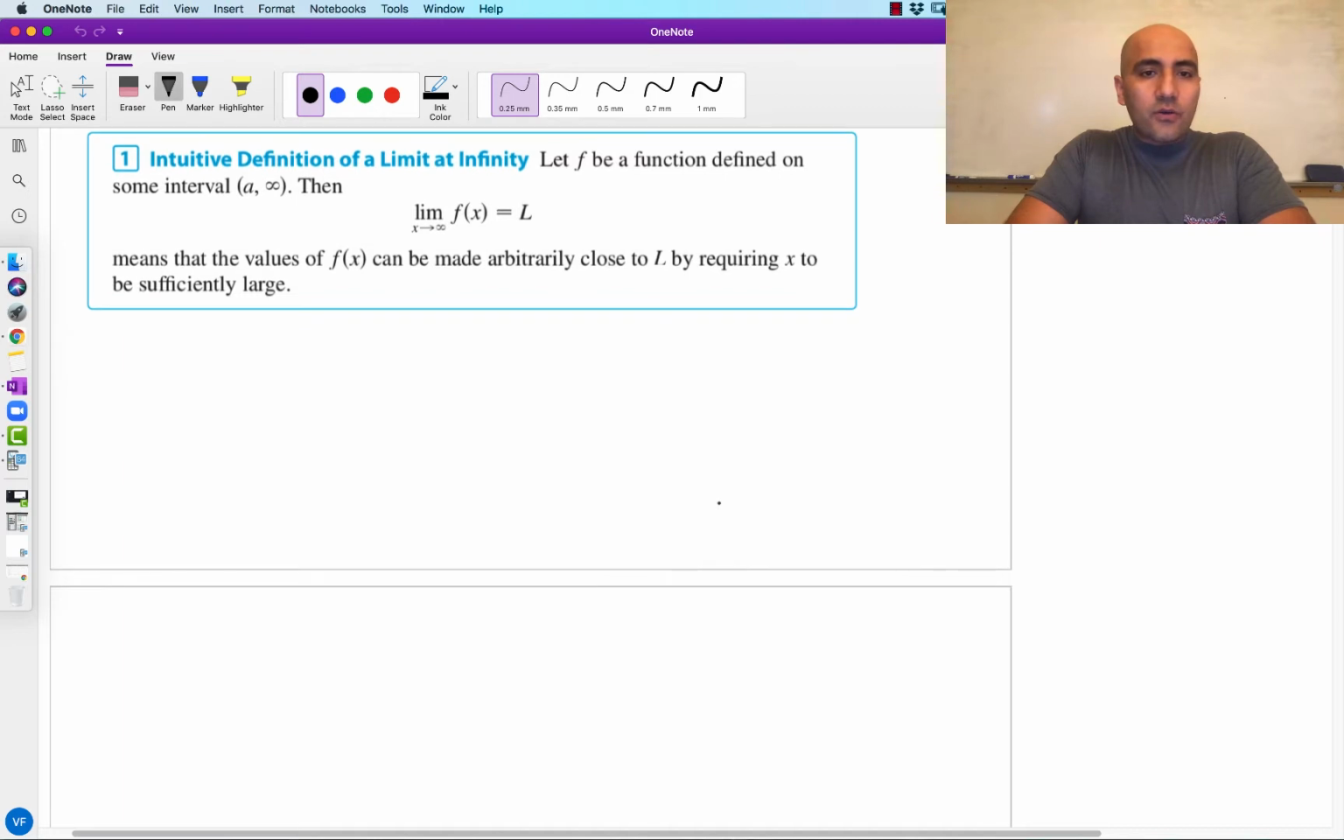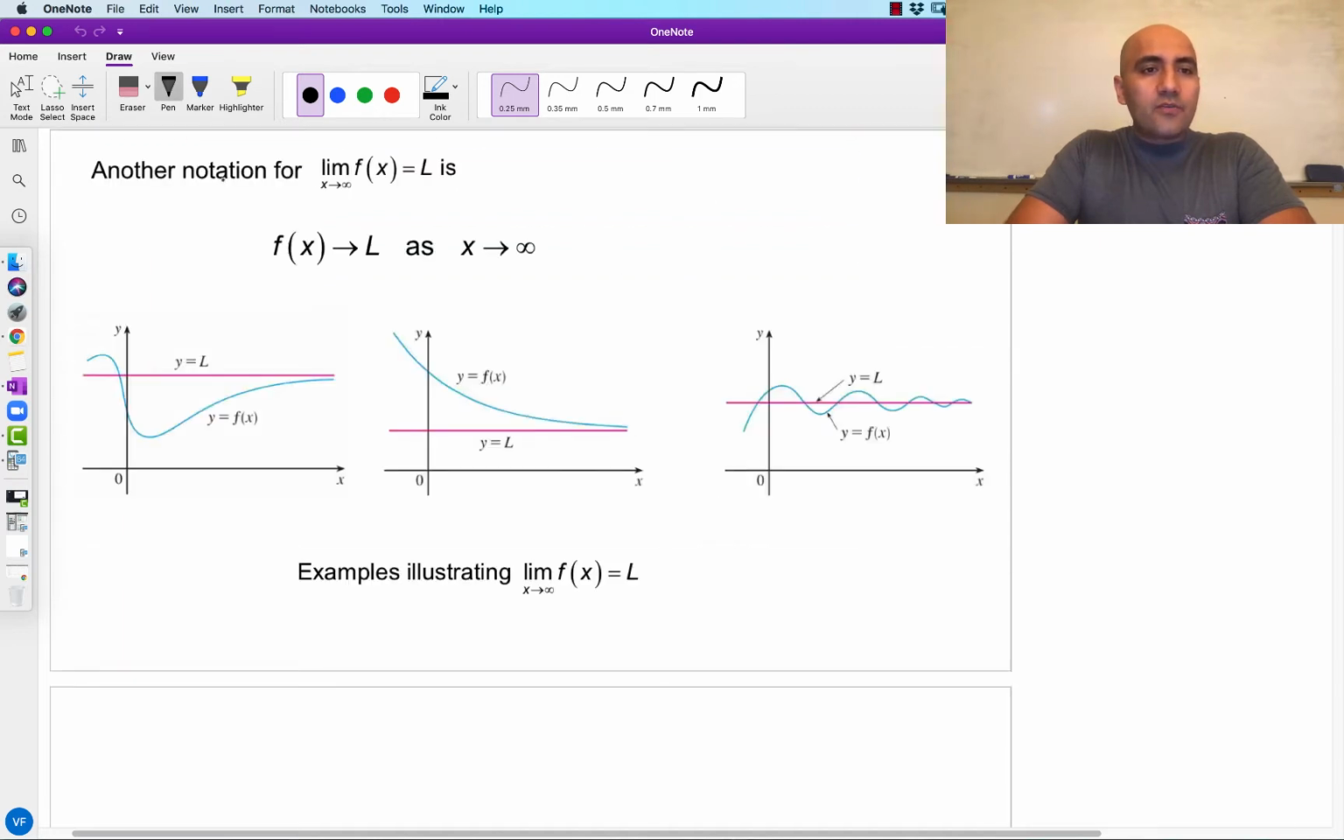So here's some nice pictures to go along with that. So this is the standard notation, the limit as x goes to infinity of f of x equals L. But this is another way to describe it. The output f of x is going toward capital L as x is going toward positive infinity. Okay, so in all of these pictures, the blue is the actual function f of x. Okay, L is not part of the graph of f of x. It's just identifying that there's a line there and that our output function is getting infinitely close to that value.